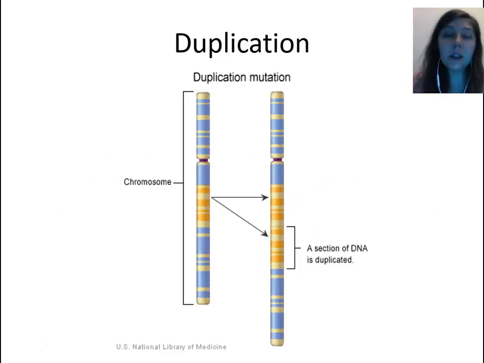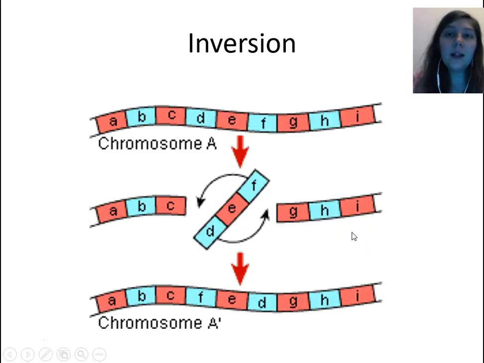Our second type is a duplication. As the name implies, we are doubling a portion of the chromosome. So you can see this little yellow section here. We end up with a copy of that. So we get extra genes. An inversion means that part of the chromosome is flipped over and reinserted. So you can see here, instead of being in alphabetical order as represented in this diagram, this DEF section gets flipped around.